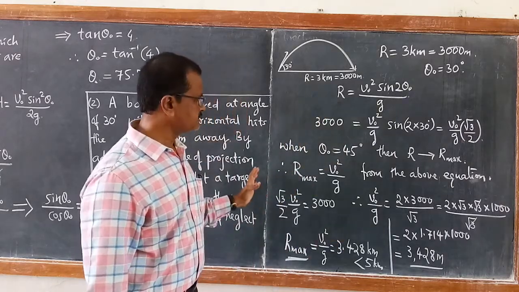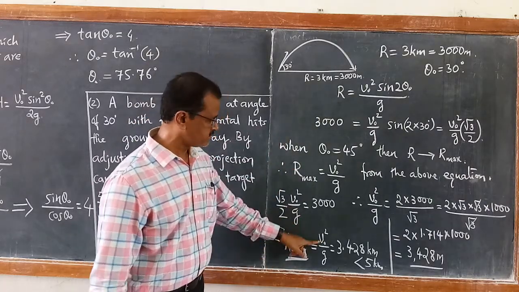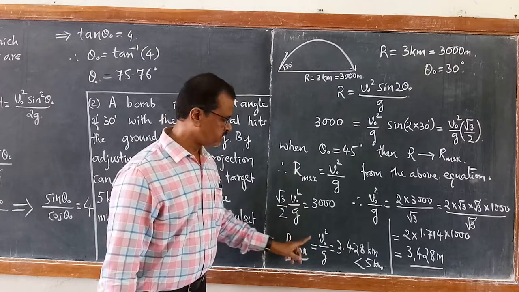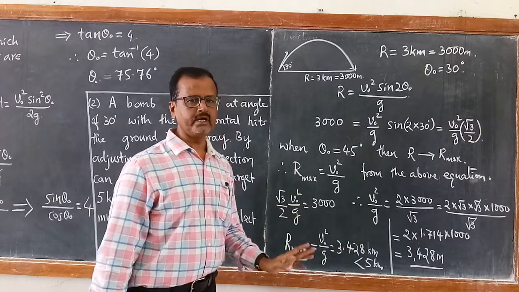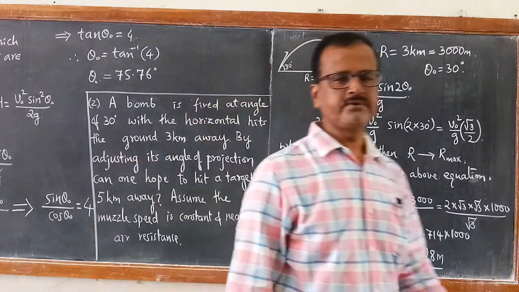So without increasing the speed it is not possible, because maximum range that is possible for this given speed V0 is 3.428 km. Thus it will not be able to cover 5 km of range.